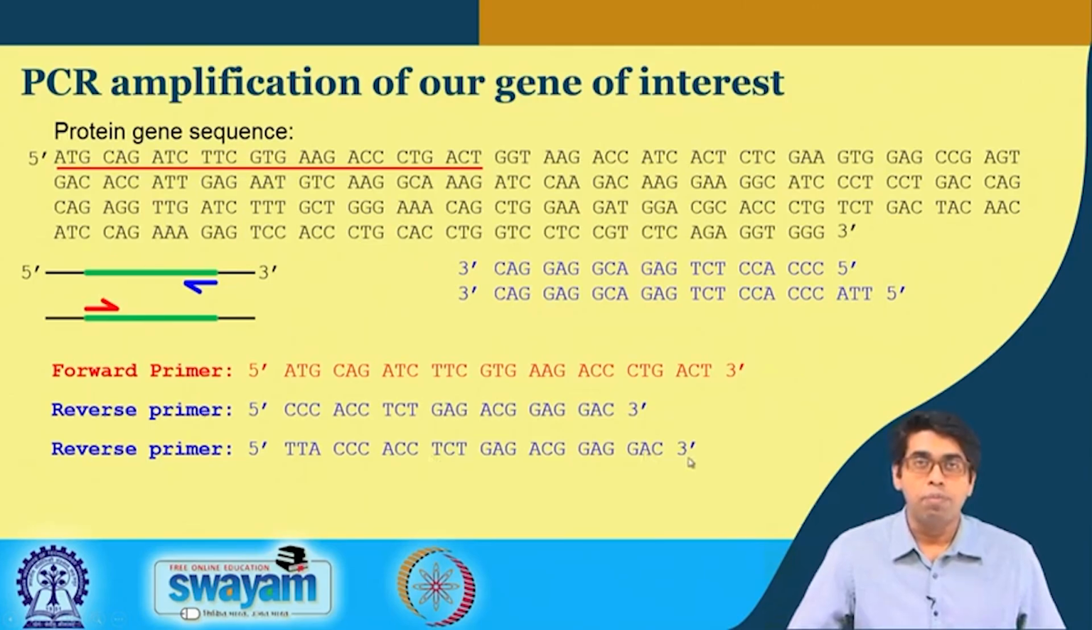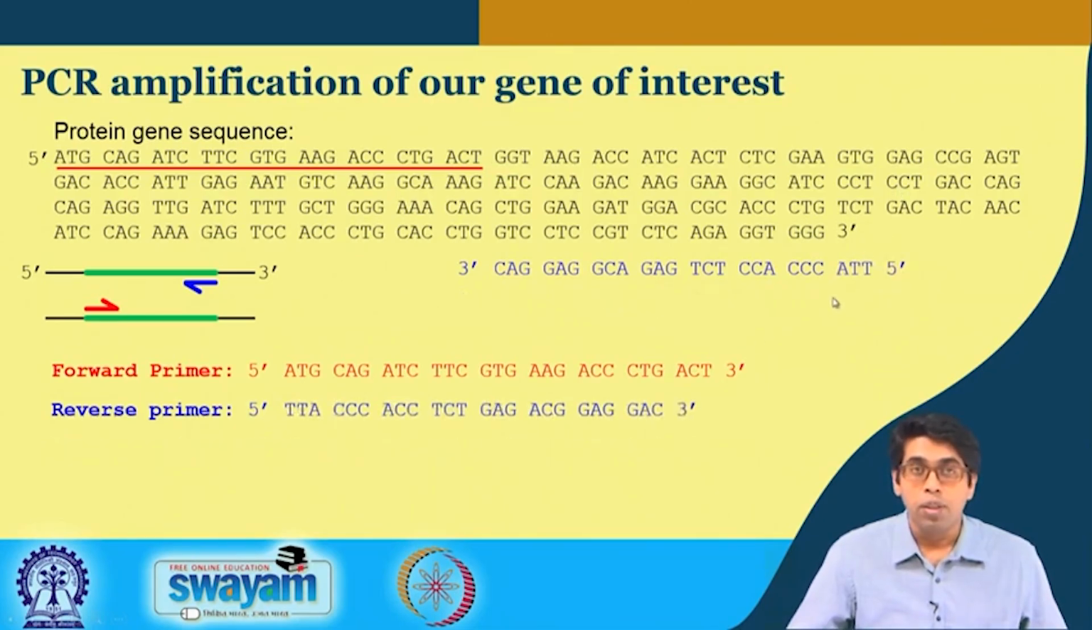Okay. So, using my reverse primer, I have added this stop codon which was missing in the original gene sequence. Now, these are the 2 primers that I have.